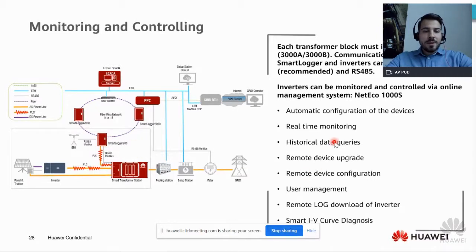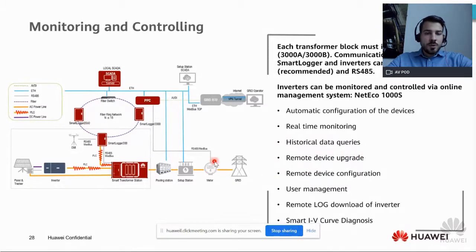So by adding the inverter and connecting the set of devices to the smart logger, you will have the option to control and manage via the Netico 1000S. So this is our management system. You can automatically configure the devices when you install and deploy the system. You have real-time monitoring, so you will see what happens in the system with frequent updates.